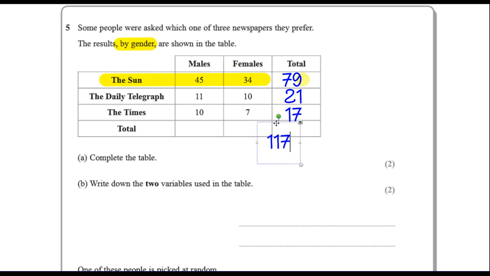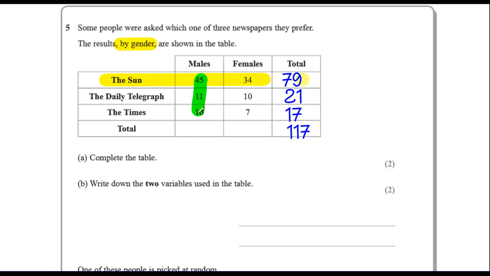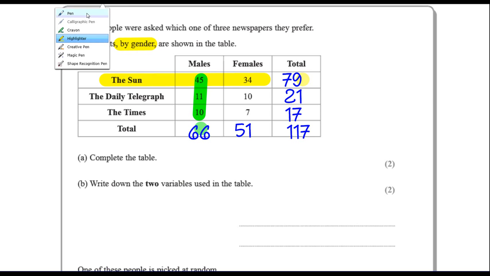Now hopefully we get 117 the other way when we add down the columns and then across. So this time we're going to add down the columns. Let's just highlight to show you exactly what's going on. Down these columns, 45 plus 11 plus 10, and that gives us 66. And then 34 plus 10, 44 plus 7 is going to be 51. And you can just check that 51 plus 66 gives you 117. So that's quite a nice little check to show you're probably on the right track there.